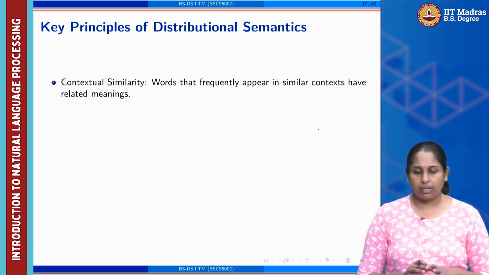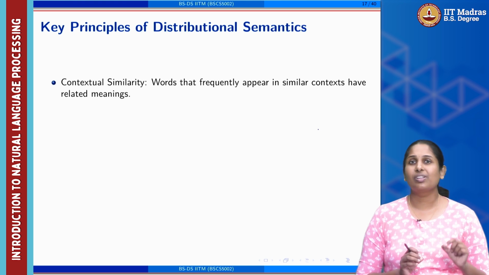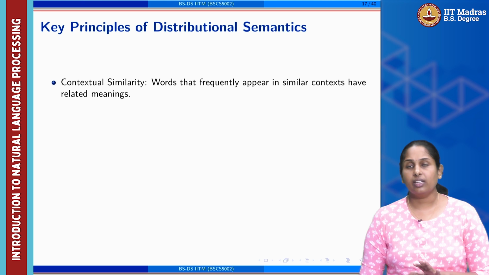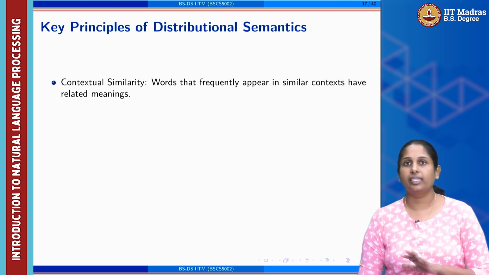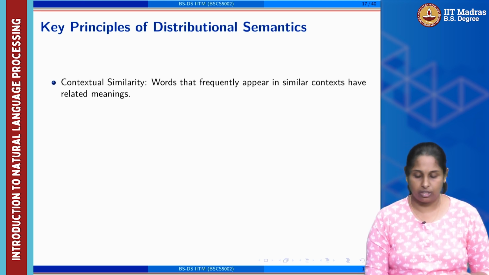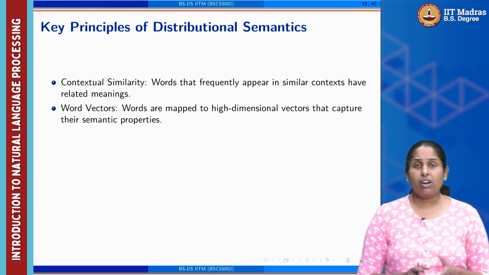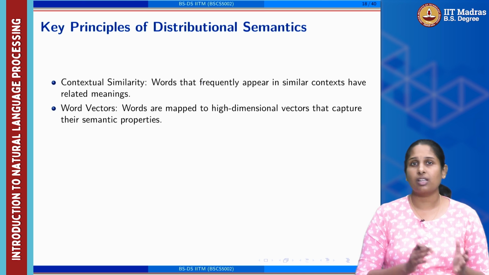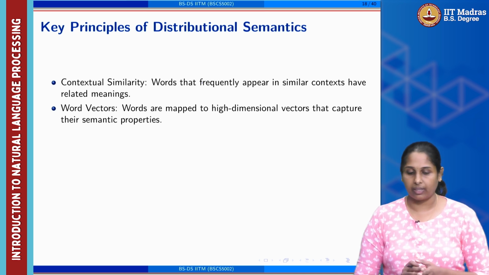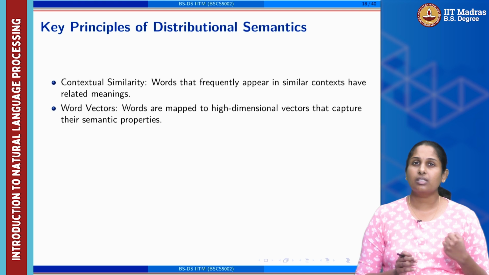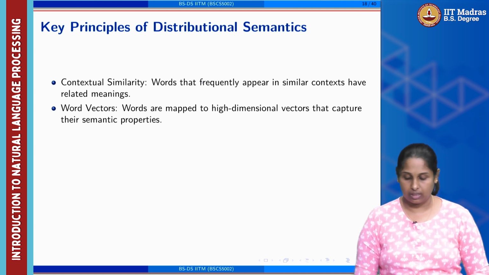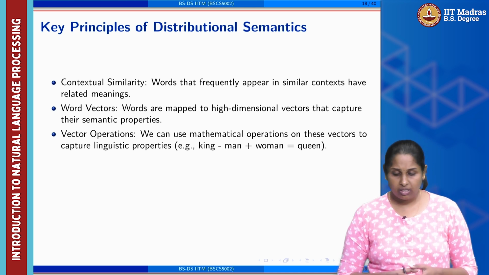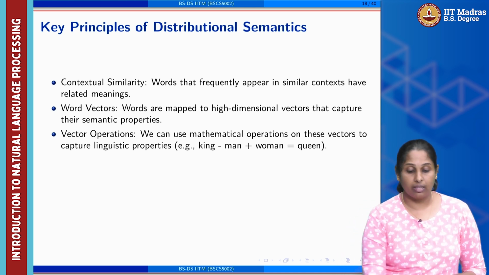Now, the key principle of distributional semantics is contextual similarity. So, words that frequently appear in a particular context tend to have related meaning. That is the underlying principle of distributional semantics. And words are mapped as high dimensional vectors, so that we are trying to capture the semantic property associated with the words. And vector operations are a kind of mathematical operation because it captures the linguistic property.